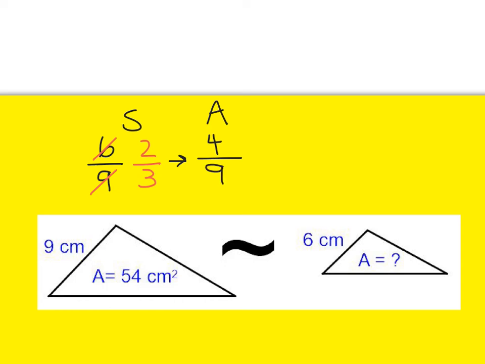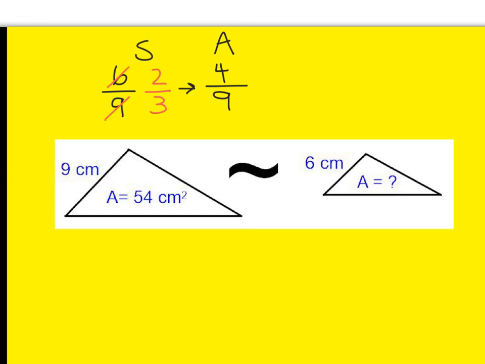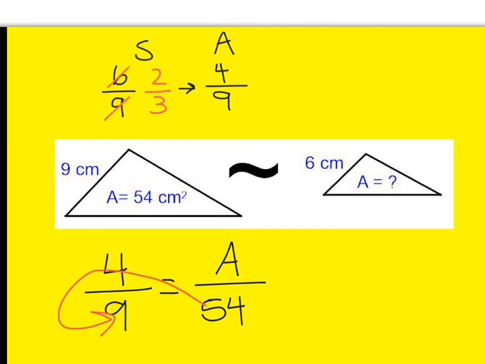Neither of these is the area itself, but it's the ratio my areas have to be in. I'm using that ratio, not my 2 to 3. I'm using the squared version, so 4 to 9. I don't know my small area, but I do know my big area is 54. To solve, I cross multiply and divide, and then get that my area is 24.